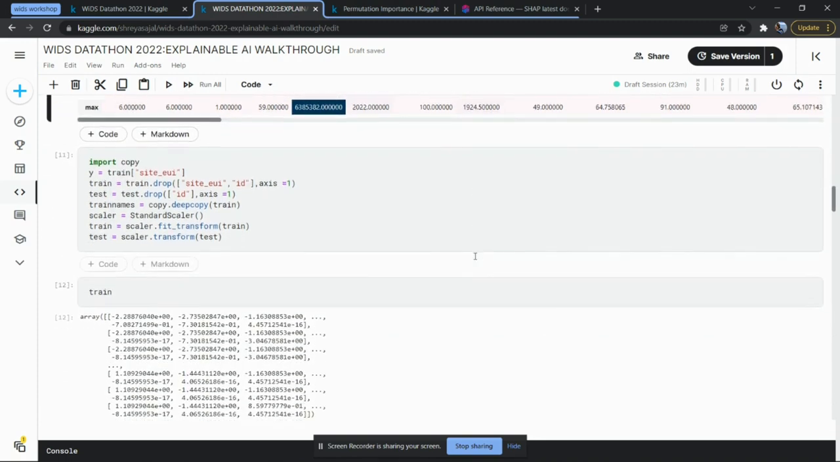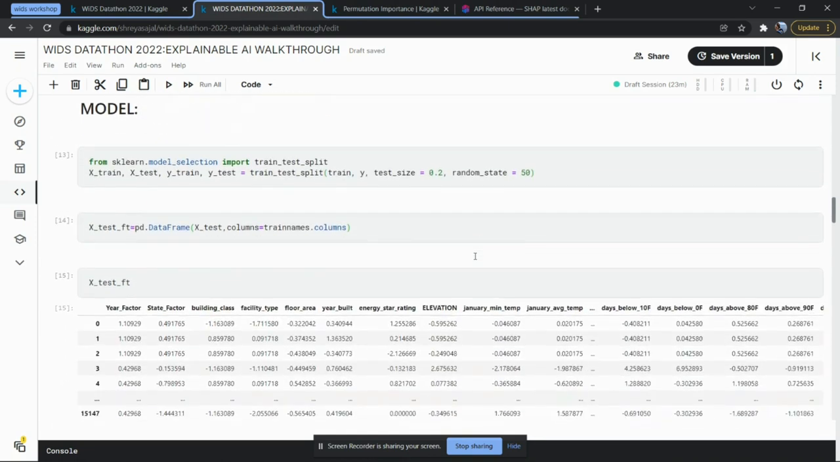So scale using the standard scaler, and after that I have used an XGBoost model after train test split. I have not used k-folds. You can use k-folds because that's a good practice, in that your entire training data will be used, every data will be used for training once, and then you also get a fair idea of the validation through the out of fold predictions.